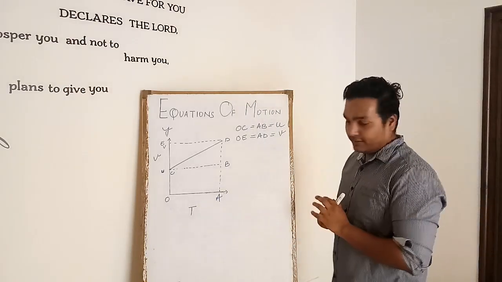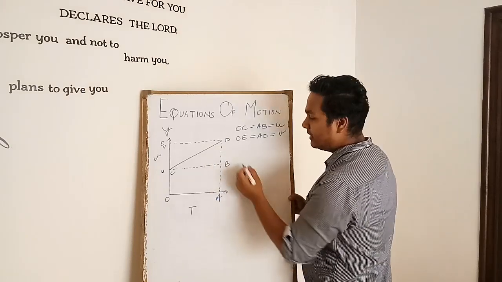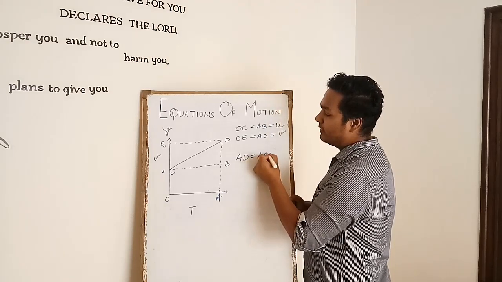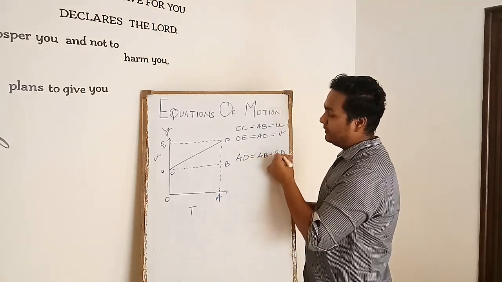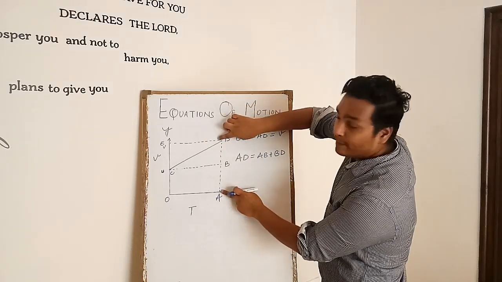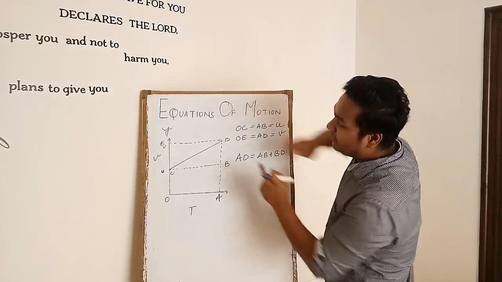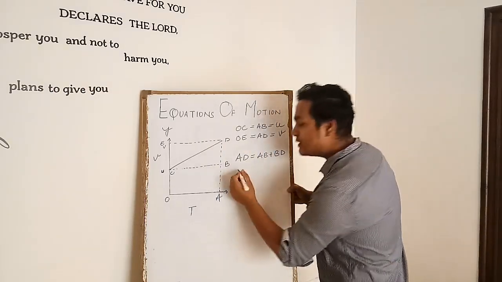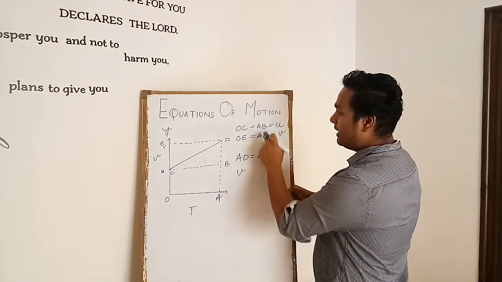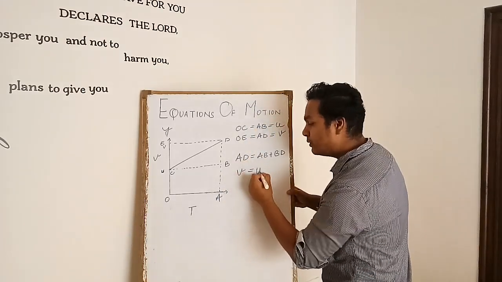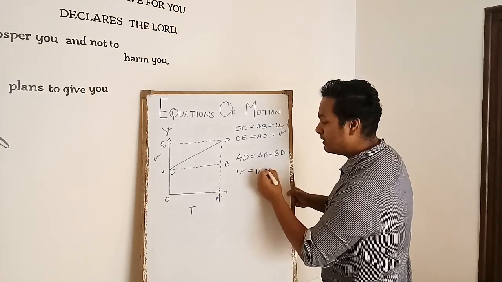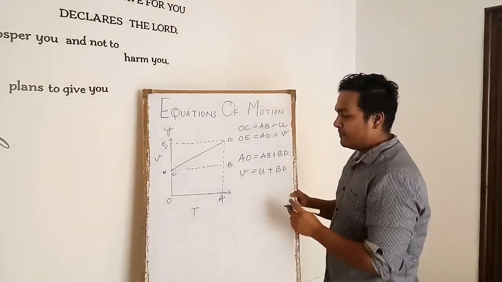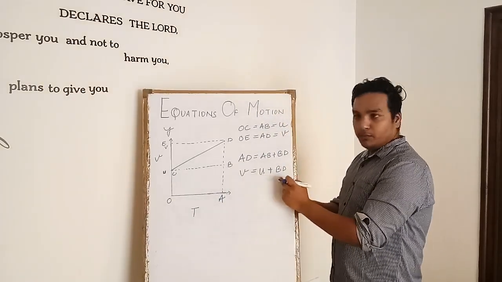I can say one more thing. Watch this. AD is equal to AB plus BD. This much is AD. AD can be written as AB plus BD. I hope everybody has understood this. And from here we can write AD as v and AB as u, plus BD. v is equal to u plus BD.